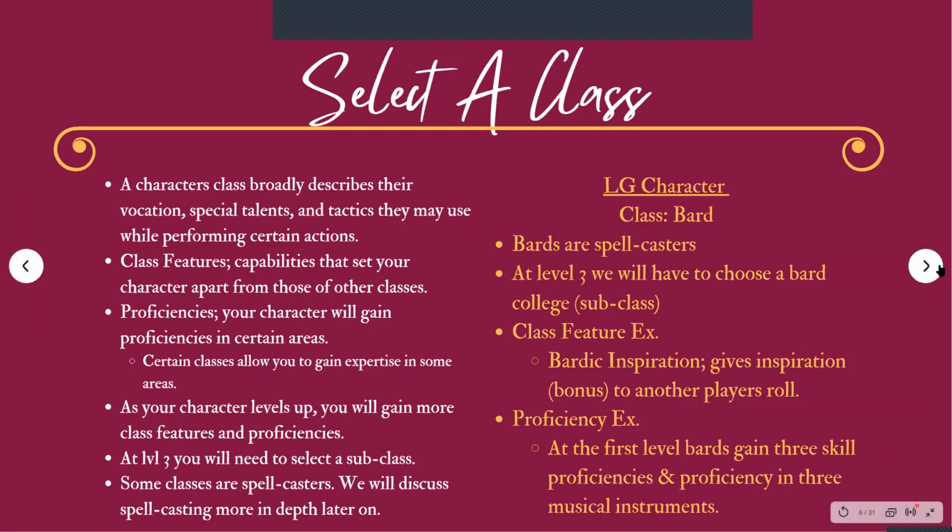Okay, so obviously now that we've selected a race, we're going to want to select the class. A character's class is going to broadly describe their vocation, special talents, and tactics that they may use while performing certain actions. Class features are given based on class, and those are capabilities that set your character apart from those of other classes. Your class will also give you proficiencies, and certain classes will allow you to gain expertise in some areas. As your character levels up, you're going to gain more class features and more proficiencies. And at level 3, you're going to have to select a subclass, which, depending on your class, might be known as something a bit different, but all in all, it's a subclass.